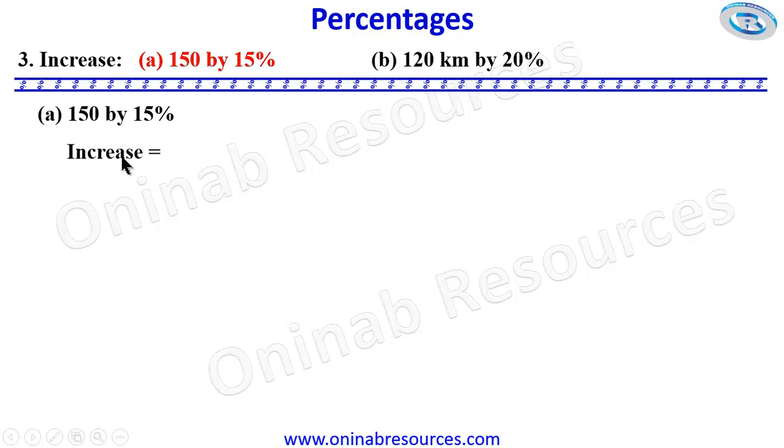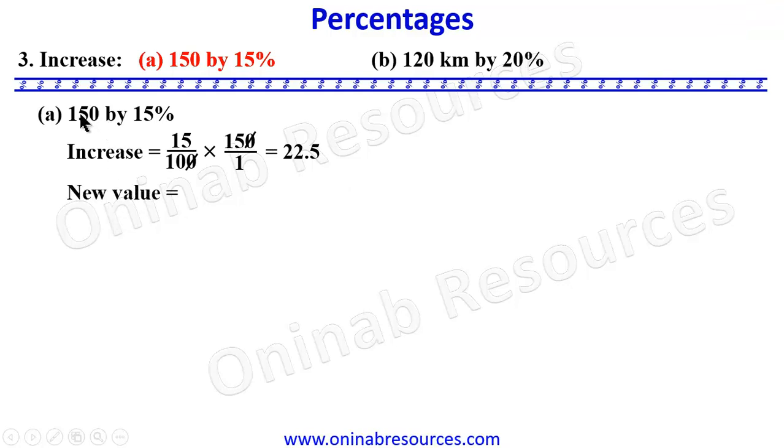So we go for the increase. The increase is 15 over 100 times 150. So 0 goes with this 0. So 15 times 15 gives 225, divided by 10 gives 22.5. So the new value after increasing 150 by 15% will now be 150 plus 22.5, which gives 172.5.